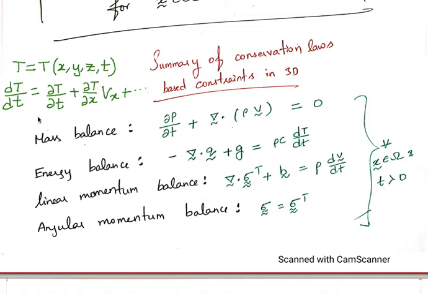Now what will this be equal to? This will be equal to the partial derivative of T with respect to t, plus, the three terms which I have, I can write them as the gradient of T dotted with velocity. That's how you get it.